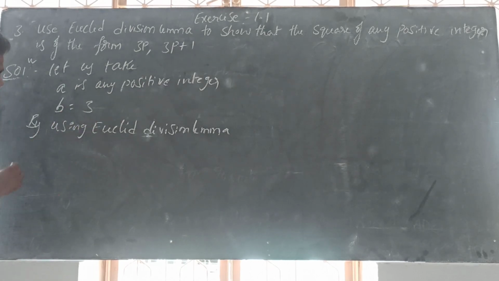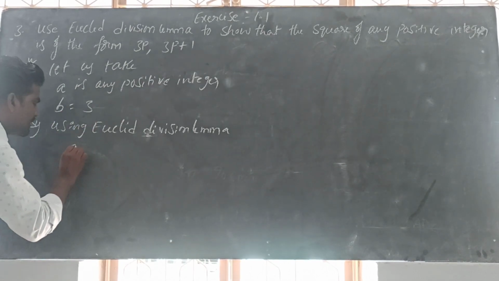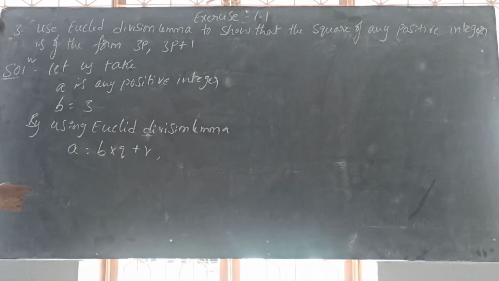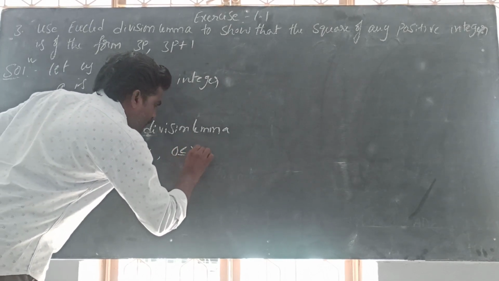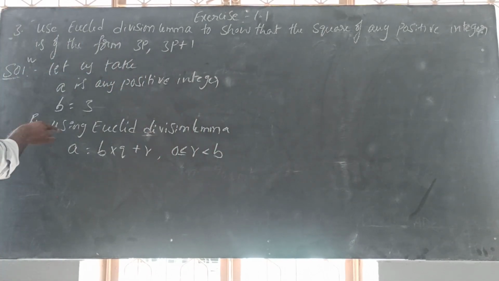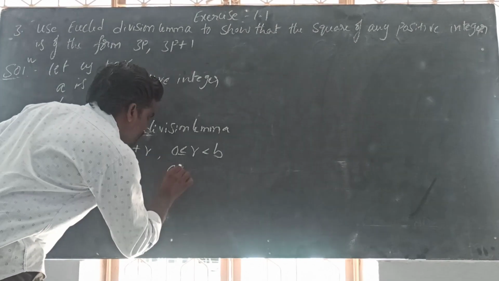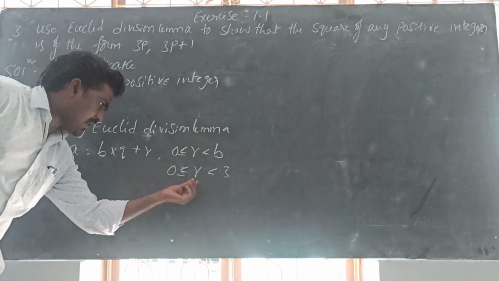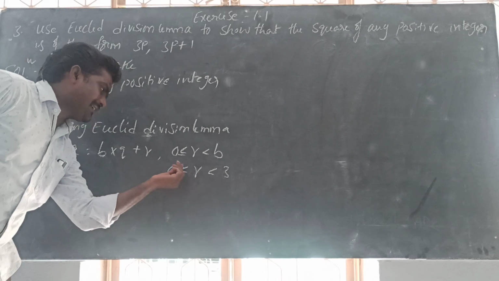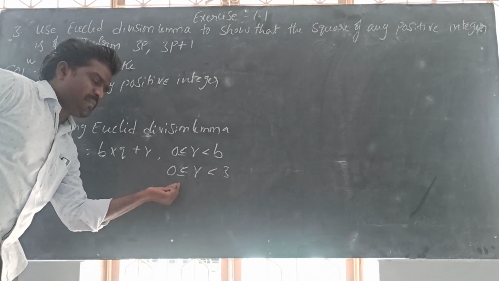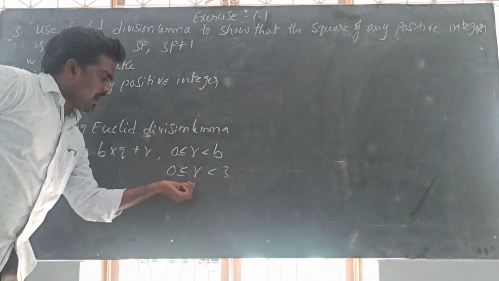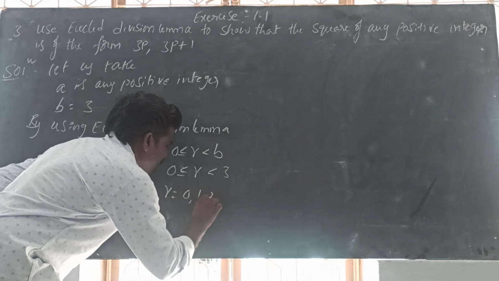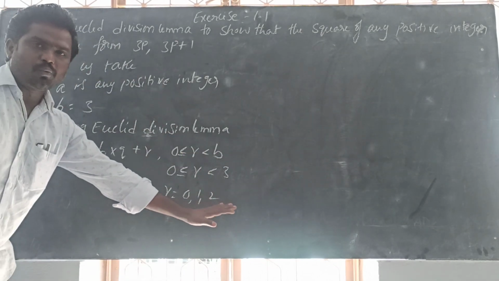So by using Euclid division lemma, A is equal to B into Q plus R. What are the conditions of the remainder? It is greater than or equal to 0 and less than the divisor. Here the divisor is 3, so the remainder is greater than or equal to 0 and less than 3. So the values of the remainder are 0, 1, 2.